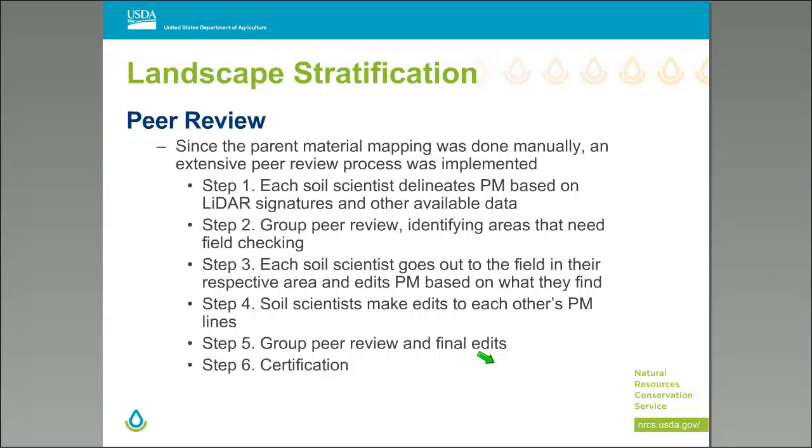And then each soil scientist goes out in the field back to their respective areas and edits the parent material based on what they find. And then we actually switched. We did all this digitally, of course, so we had our own geodatabases. We would switch them and make edits to each other's, and then we would all sit down as a group again and decide which lines were right and decide if there's any other further field work that needs to be done. So we would do group peer review then and final edits, and then we would certify it to say, all right, these parent material lines are good, let's move on to the modeling process.